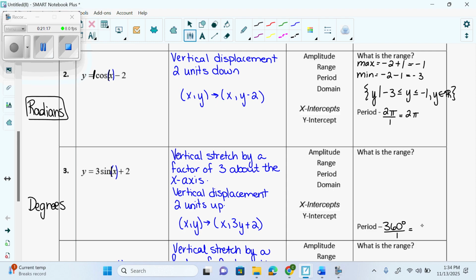Some of you guys forgot degree symbols on your test. You can thank me for not deducting marks. Thank you.